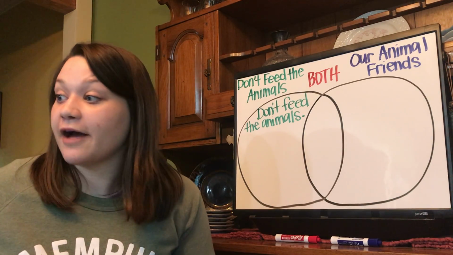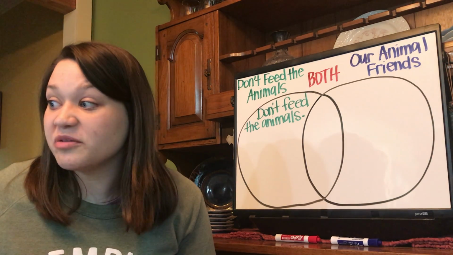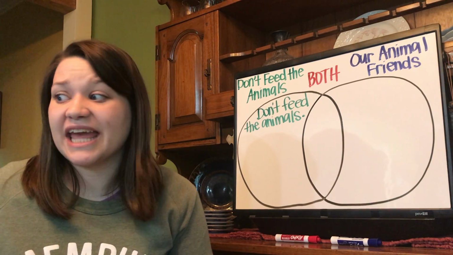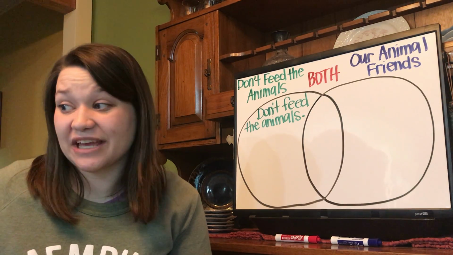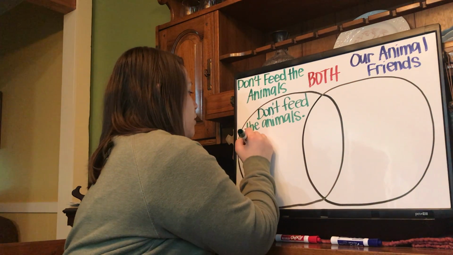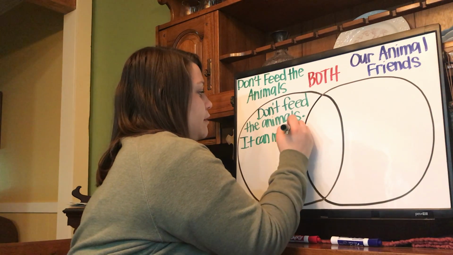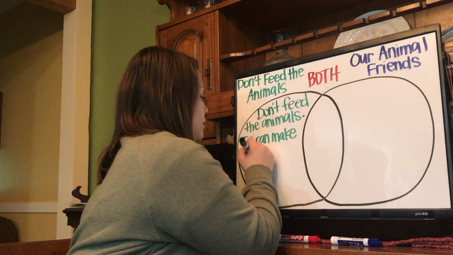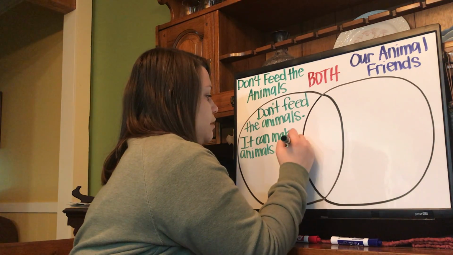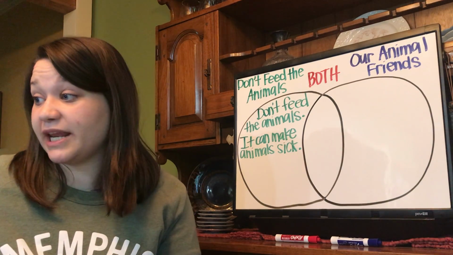Okay, let's see what else we can find out. I'm on the second paragraph. It says, people food can make wild animals sick. Oh, that sounds important. Could just say it can make animals sick. We don't want that to happen. All right, let's keep reading.